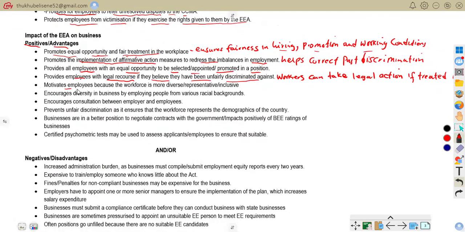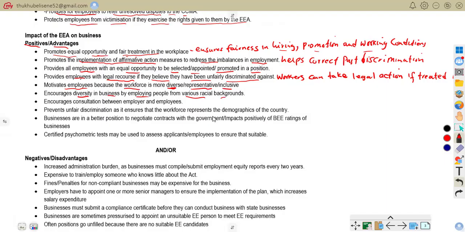So it further on says motivate employees because the workforce is more diverse, representative or inclusive. So meaning to say, we are saying it encourages diversity in a business by employing people from various racial backgrounds. So it means it helps business create teams with different backgrounds and perspectives. So that, for example, a company employs workers from all racial groups. That's what it means. It encourages diversity in business by employing people from various racial backgrounds.